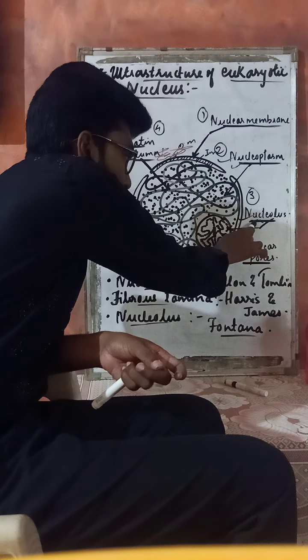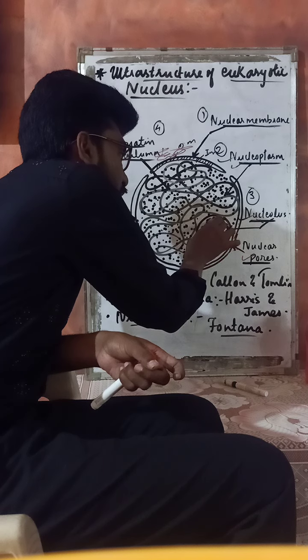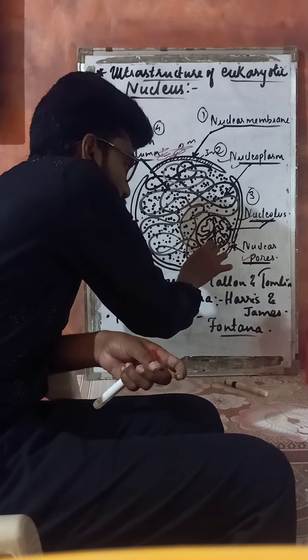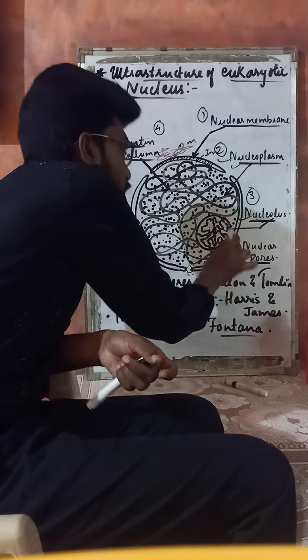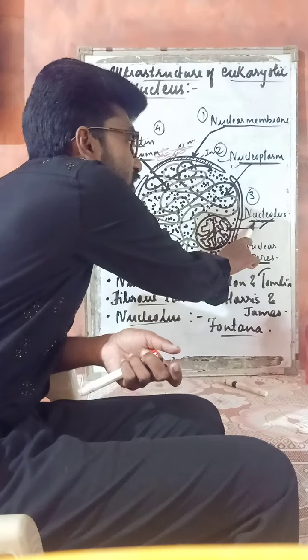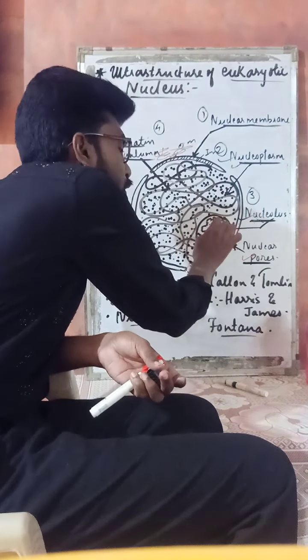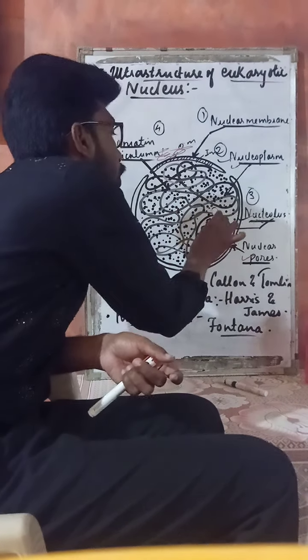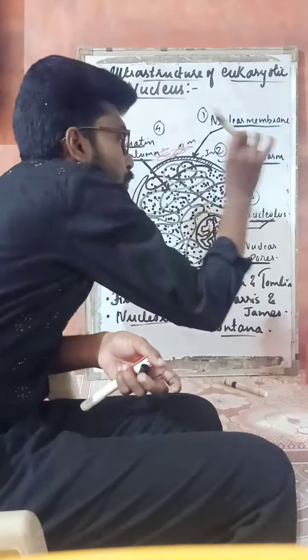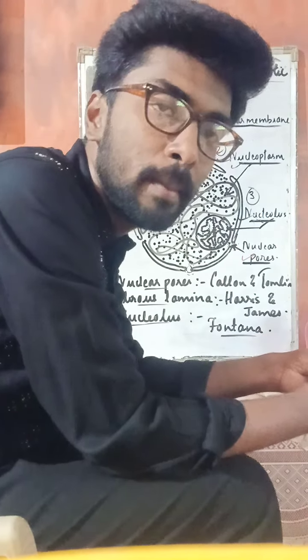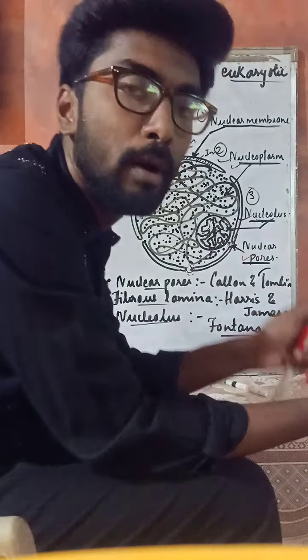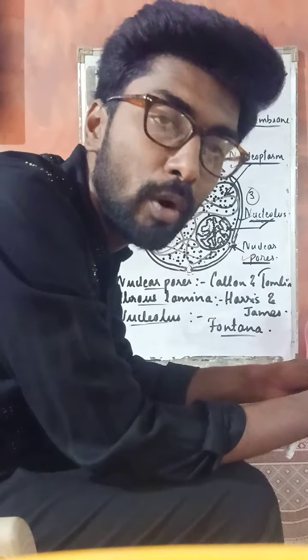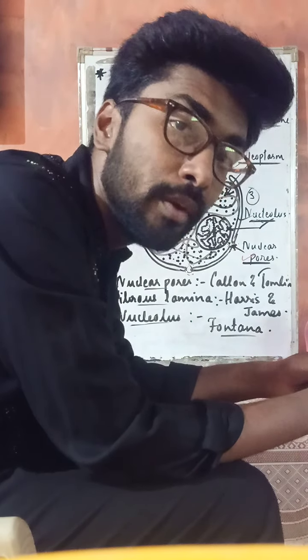And also nucleolus contains nucleolar associated chromatin, fibrils, matrix and granules. Inside the nucleolus, the nucleolar associated chromatin, that is the reticulum, will be present, its matrix will be present, granules will be present and fibrils will be present. That's all about your nucleolus, a small spherical body discovered by the scientist Fontana.